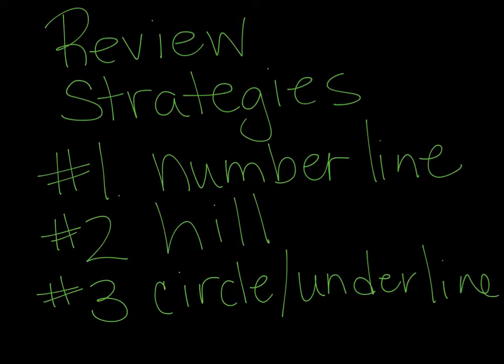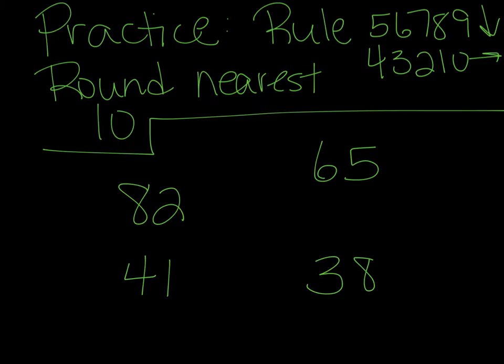The first one was to round using a number line. The second one was the mountain or hill strategy. And the third one was using the rules where we circled and underlined and then used the rules to decide whether the number was going to stay the same or round up. Here's some examples for you to try.